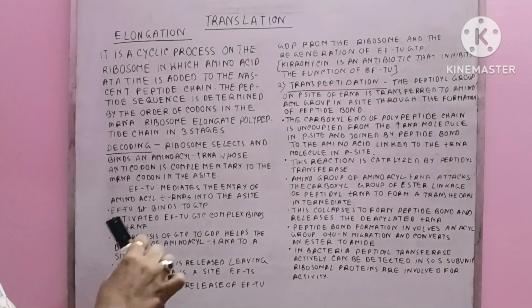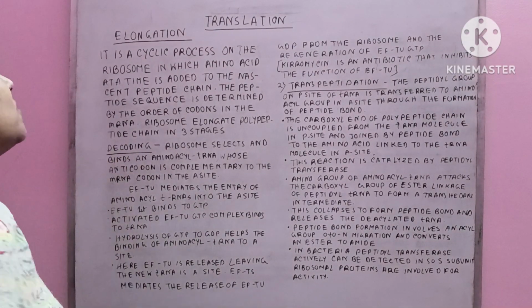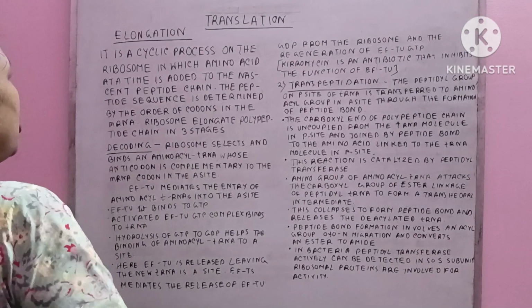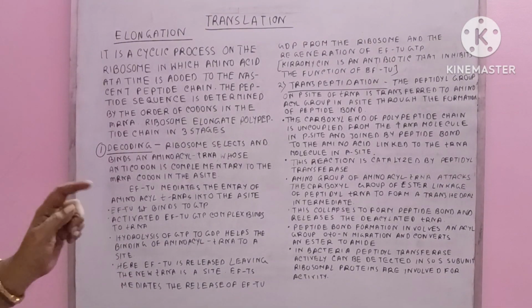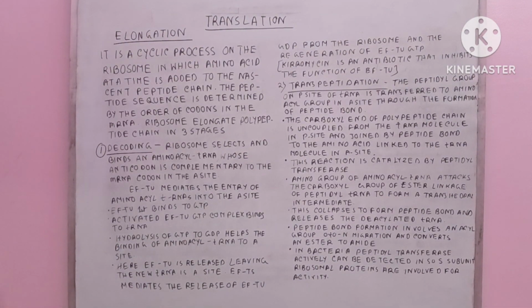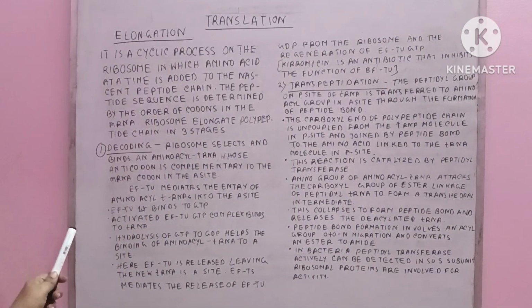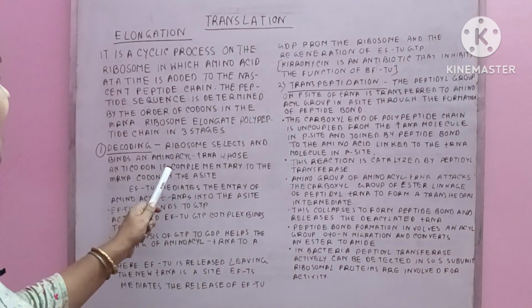And here first, the process is known as the decoding. The decoding is the first part of the elongation process. That is, the ribosome selects and binds an amino acid tRNA whose anticodon is complementary to the mRNA codon in the A site.